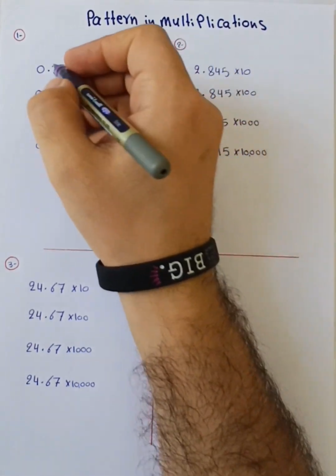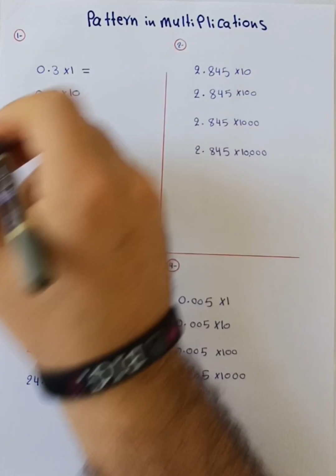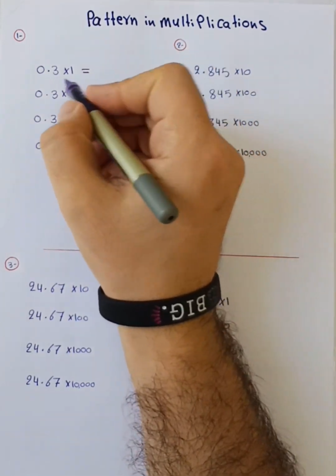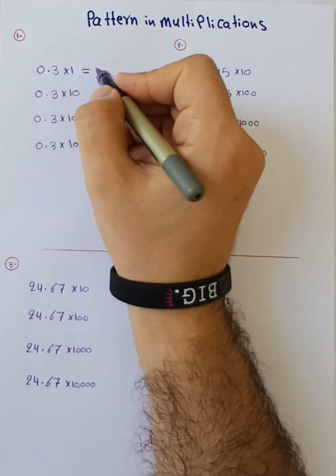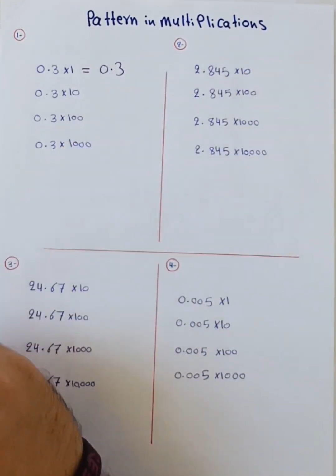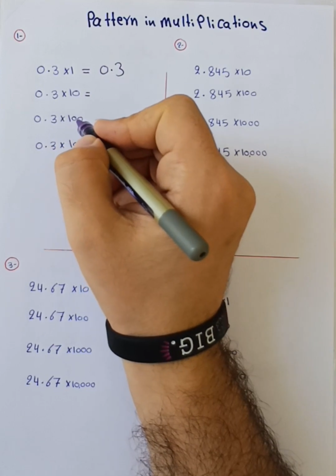Example number 1, we have this pattern: 0.3 multiplied by 1. We know any number multiplied by 1 equal to the number without change. So 0.3 multiplied by 1 equal to 0.3. After that, 0.3 multiplied by 10.